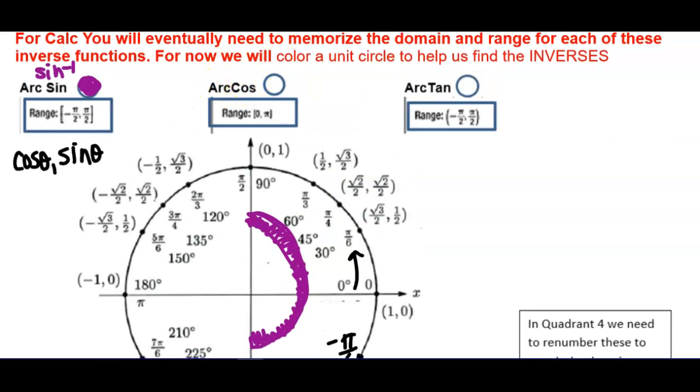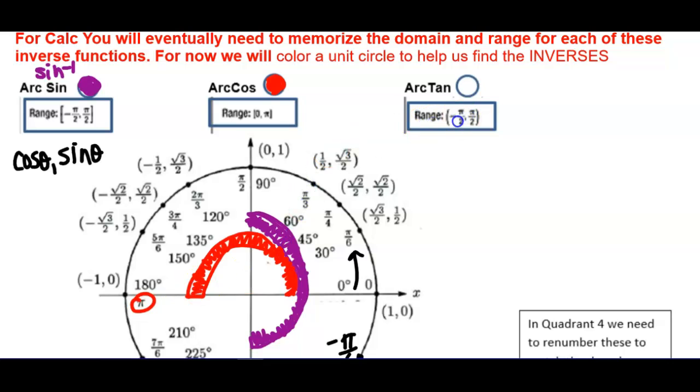The cosine, remember the cosine, I'm going to do in red here, the cosine is restricted from 0 around to pi. So that's all of this. We can use answers that go from 0 around this way to pi. All right. So we can use 0, pi over 6, pi over 4, all of these. We're going to answer in radians, so we can go all the way up to pi.